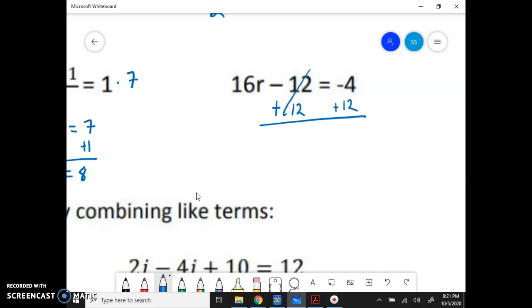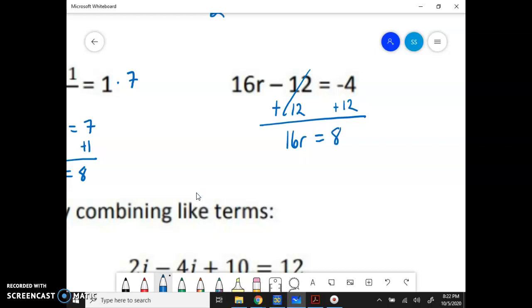Negative 12 plus 12 is 0. And so if you're doing this and you get a number other than 0, you know that you did something wrong, because the point is to eliminate this and get it out of there. So if you get a number that's not equal to 0, then you did something wrong there. All right, so I'm just going to drop down this 16r is equal to negative 4 plus 12. That's going to equal positive 8.